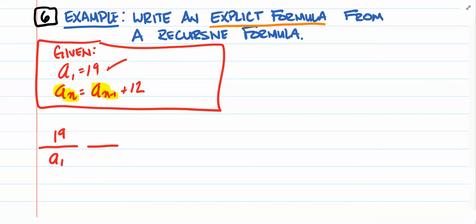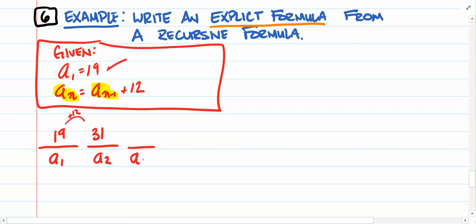So to get a sub 2, I would take the previous term and add 12 to this. If I add 12 to this, I get 31. For the third one, again, I would take the previous term and add 12, which would give me 43. For a sub 4, I would add 12 and get 55. And then so on down the line.